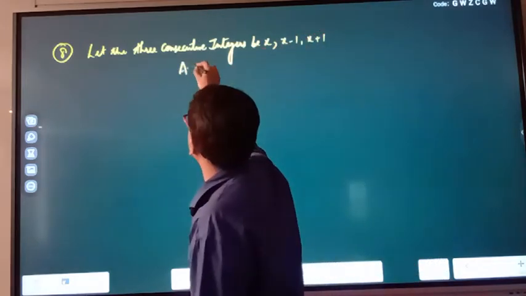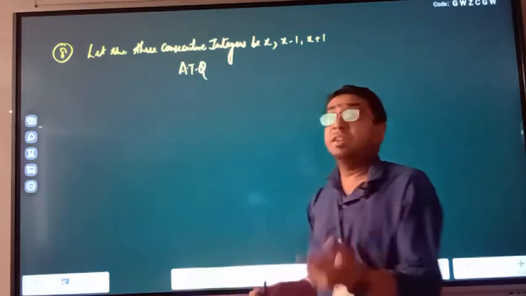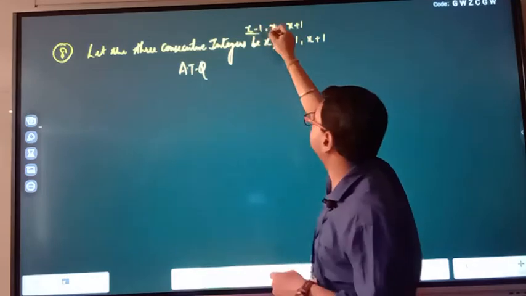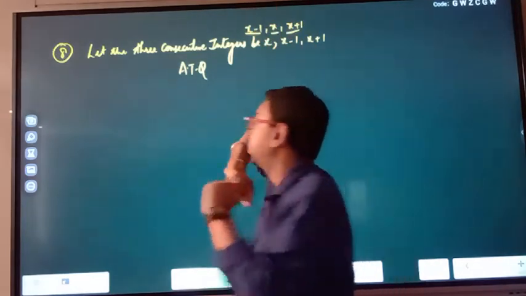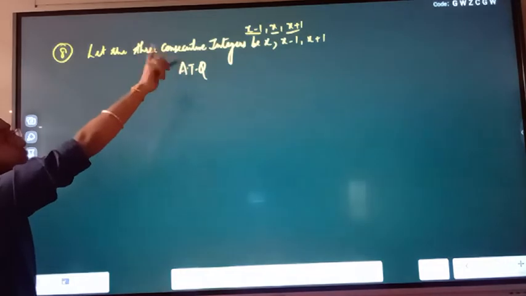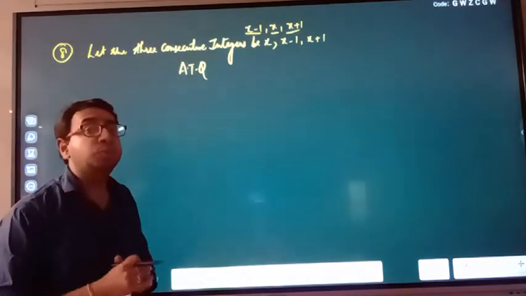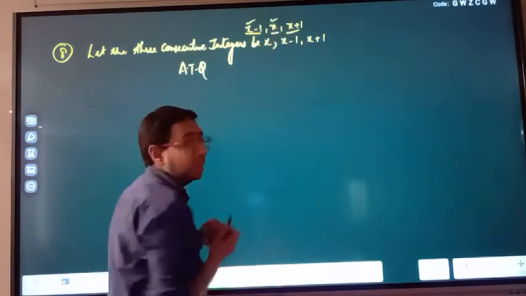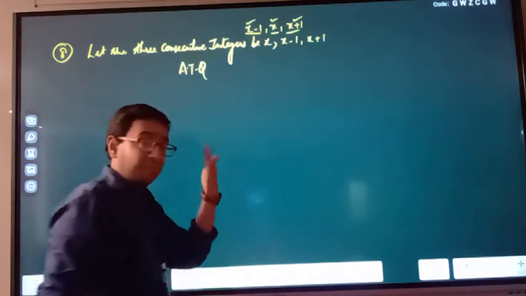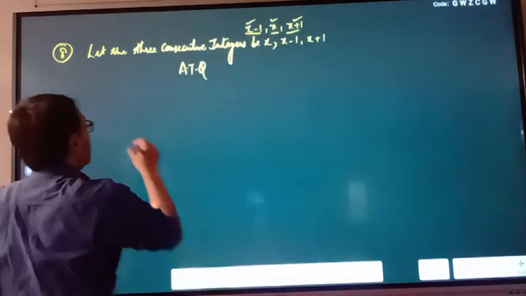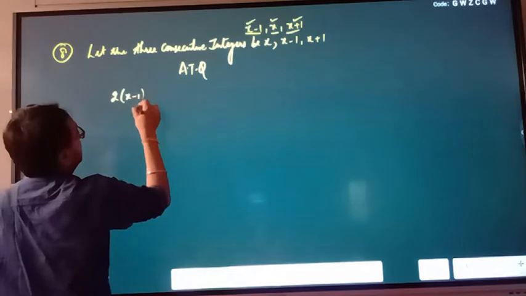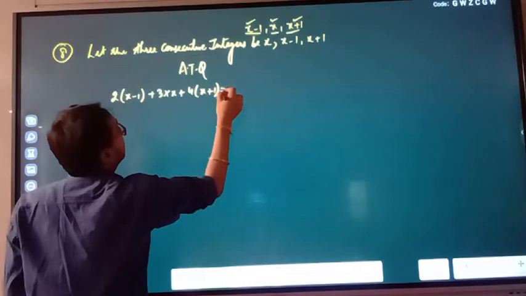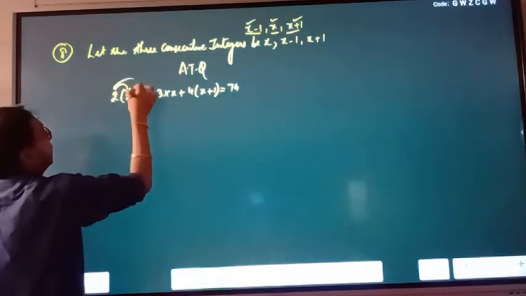Now according to our question, when they are in increasing order, it means x minus 1, x and x plus 1, because this is smaller, then increasing. Clear? Next, they must be multiplied by 2, 3, 4 respectively. What do you mean by multiplied by 2, 3, 4 respectively? It means this number has to be multiplied by 2, this by 3, and this by 4. When we do that and we add, we get 74. So according to the question, 2 into x minus 1 plus 3 into x plus 4 into x plus 1. If we add them, we get 74. Solve using the distributive property.